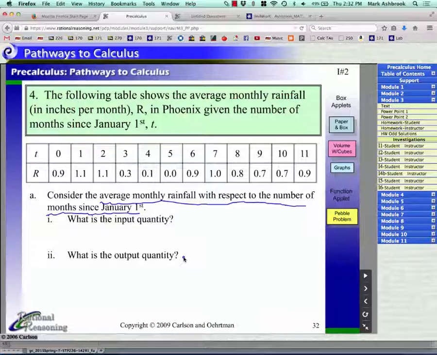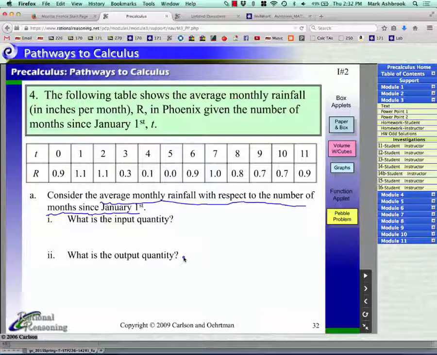Okay, what's your name? I forgot. Valerie, what do you think? Valid function or not? I think it is a valid function, because for every input there is one output. That's right. Every input has one output. You pick a certain month since January 1st, there's only one amount of rainfall in that month. Valid function.